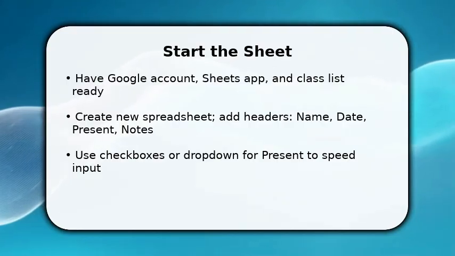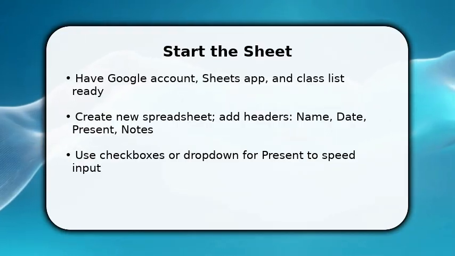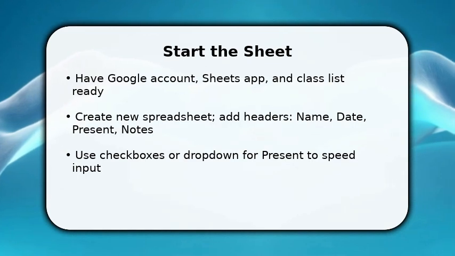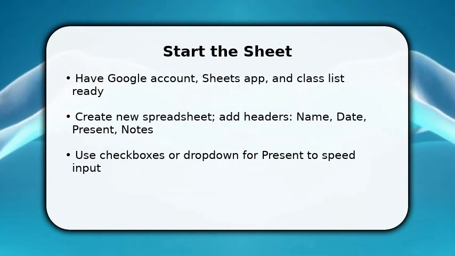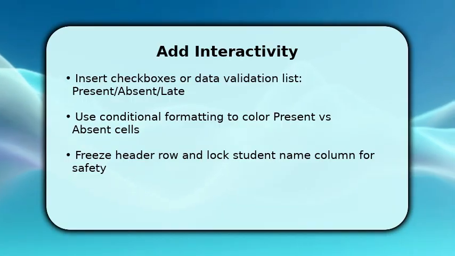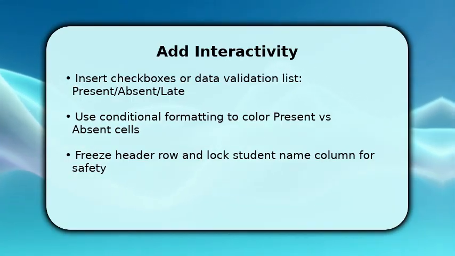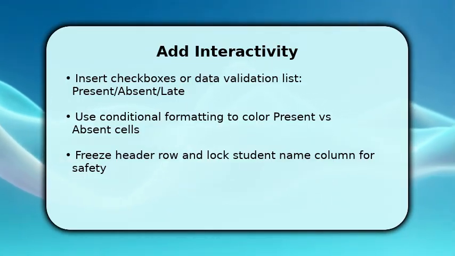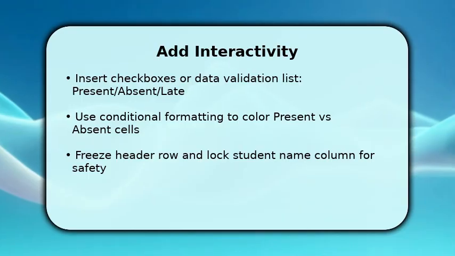Once done, freeze the header row and enter student names in the name column so the form is ready for session entries. Next, you add interactivity and rules so attendance is reliable. Select the present column and insert checkboxes or apply data validation with present, absent, late as options. This ensures consistent responses. Then set conditional formatting: green for present, red or gray for absent or late, so you can scan the list instantly.